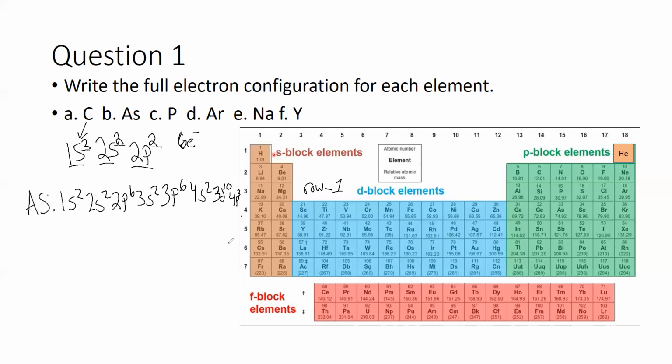Right. So with As, are there any questions on how we figure out the electron configuration of elements using the periodic table? If not, feel free to try your hand at this with C, D, E, and F. And if you have questions, let me know. Otherwise, I will put up the answers here in a few minutes.